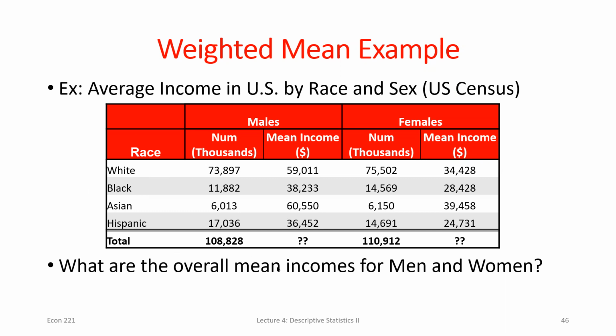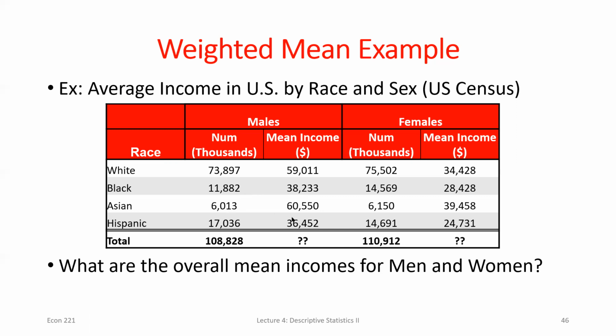So how could I find the overall mean income for men here? Well, I've got 4 groups. I'll go through each group. We're going to use the number of people that were in the original data before it was grouped. So there's 73,000 individuals classified as white, 6,000 as Asian, and so on. I'll take the first group. Their weight will be 73,000 multiplied by the value for this X variable, income, I'm interested in. So 73,000 times 59,000. And then add to that the next group's weight, 11,000 times 38,000, plus 6,000 times 60, plus 17 times 36. That represents my numerator.